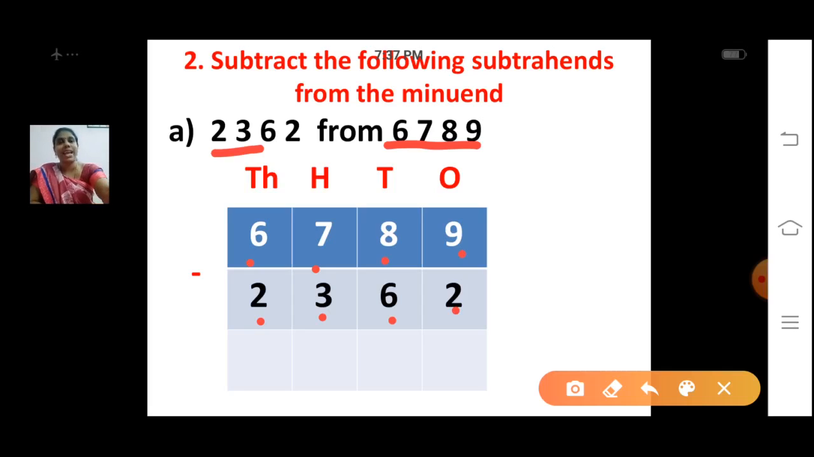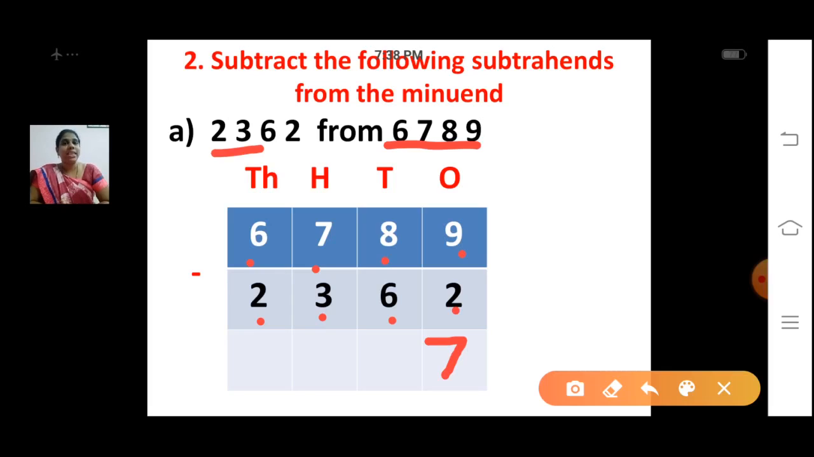Now let's subtract 9 ones minus 2 ones. What is the first step? We are going to subtract the ones place. 9 ones minus 2 ones. Start from number 2. Count forward till you reach 9: after 2, 3, 4, 5, 6, 7, 8, 9. So how many numbers have we counted? 7. So 9 ones minus 2 ones is 7 ones. Write it down. 7 ones. 9 minus 2 is 7.